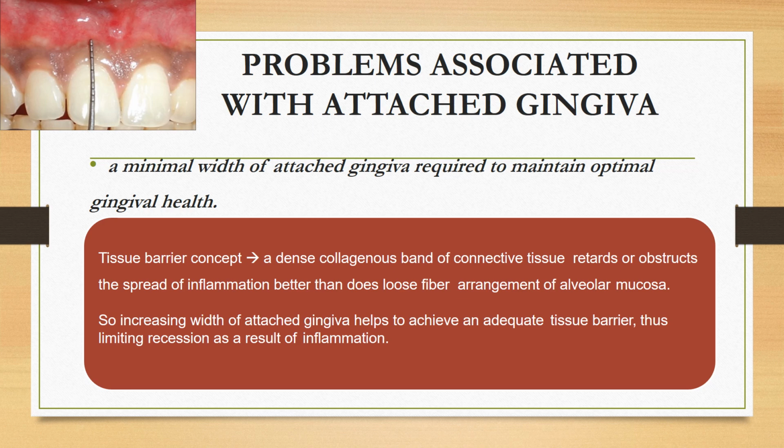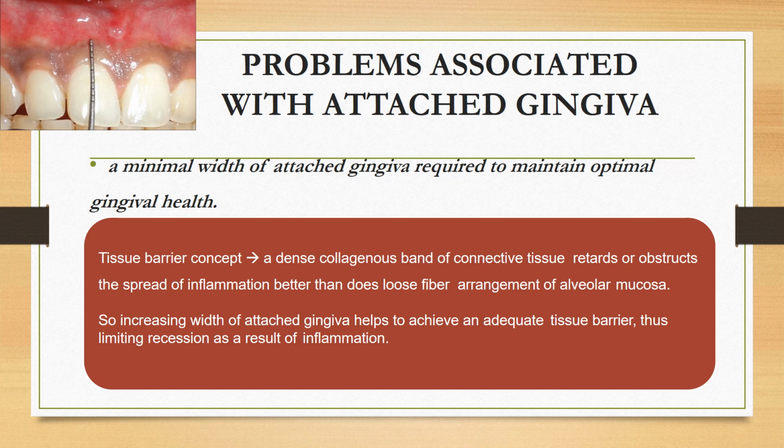A minimal width of attached gingiva is required to maintain optimum gingival health, as you know. So this can easily be explained by the tissue barrier concept. What is the tissue barrier concept? That is, a dense collagenous band of connective tissue retards or obstructs the spread of inflammation better than does the loose fiber arrangement of alveolar mucosa.